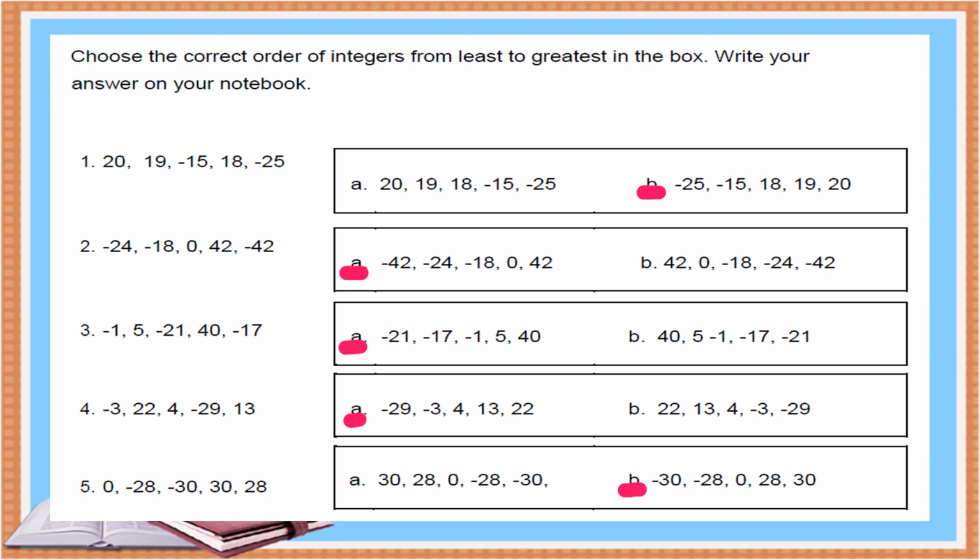For number 4, we have letter A, negative 29, negative 3, positive 4, positive 13, positive 22. And number 5, we have letter B, negative 30, negative 28, 0, positive 28, and positive 30.